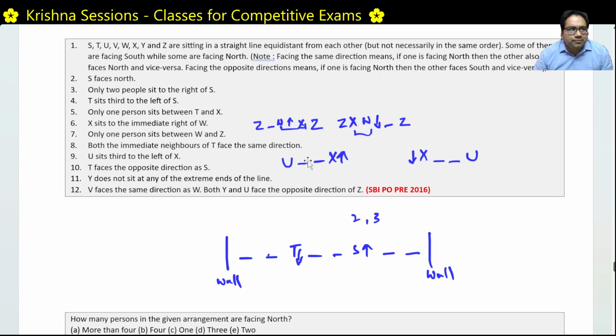Now, let's use these conditions only. We have got only one person sitting between T and X. Right. Let's try to use this condition. That means X has got only two slots. One is this slot, another is this slot. Because in this case only, someone can sit between T and X. There is only one slot. We don't know about the direction. Right. Let's try to explore both the slots.